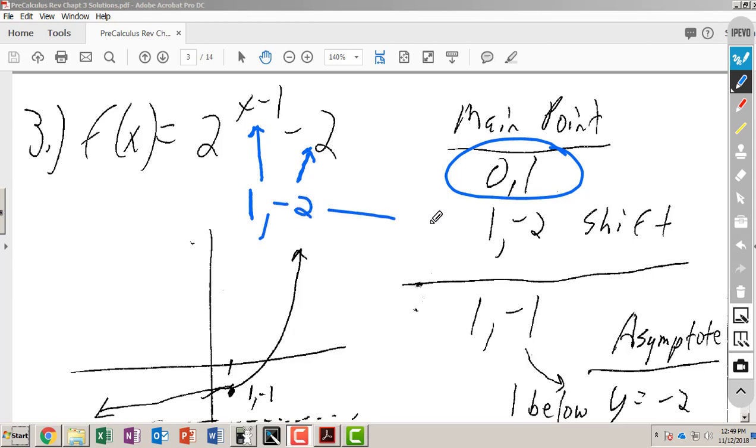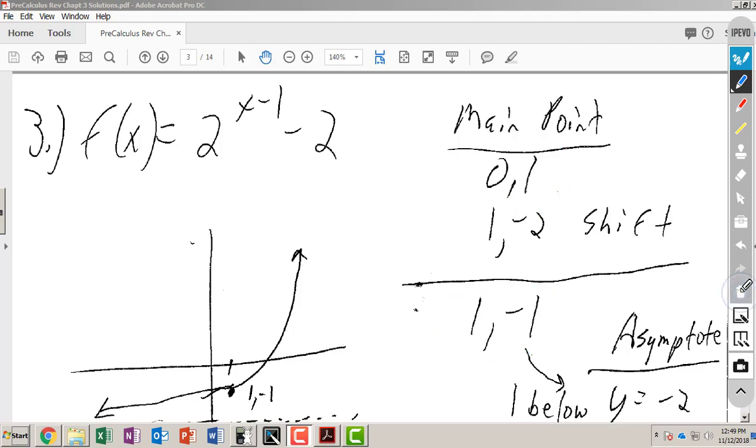So I go ahead and put my x and my y shift underneath my main point. I'm just going to add these together. So 0 and 1 is going to give me this positive 1. And 1 and negative 2 is going to give me this negative 1. So there's my new main point at (1, -1).